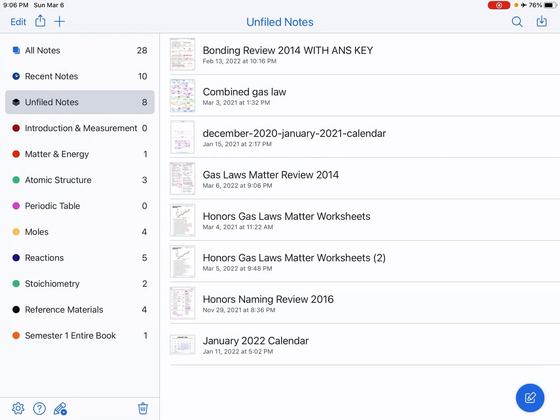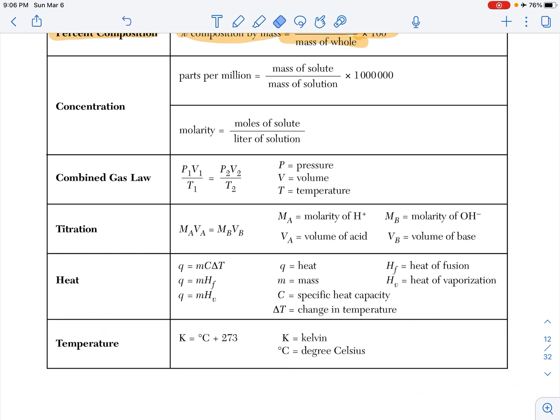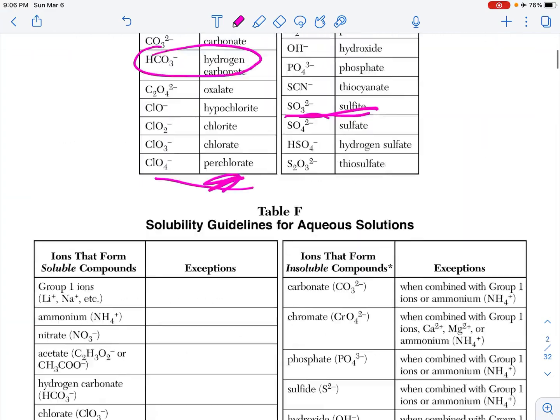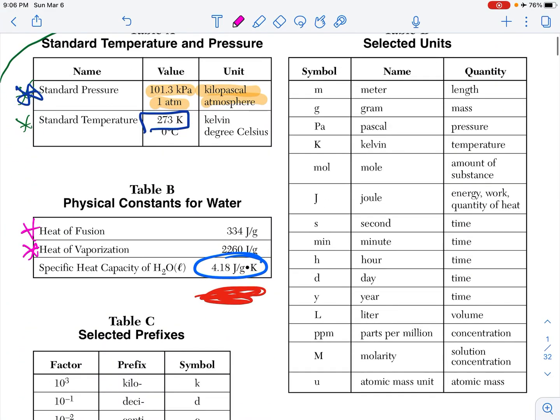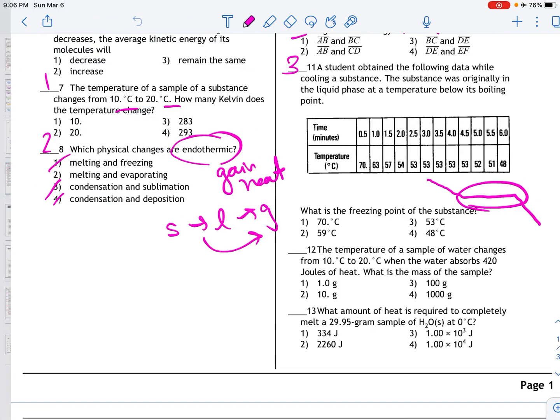So I would go back to my heat formulas and I'd say, okay, which one includes a change in temperature? Q equals MC delta T. If I'm dealing with water, which I believe I am, I need to grab the specific heat constant of water, which is 4.18 joules. So the information you need is packed into the reference table.